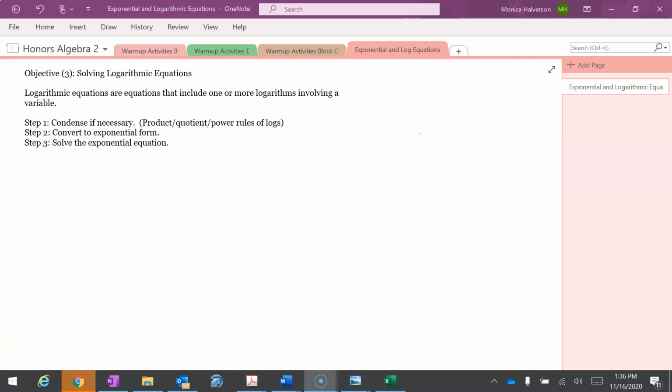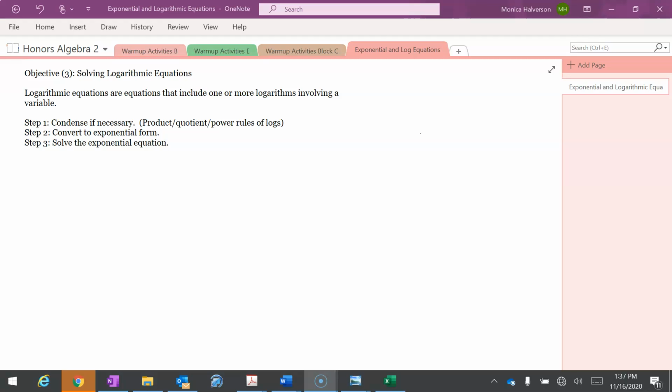So now that we've spent time solving exponential equations, we have to talk about how we're going to solve their inverses, or logarithmic equations. A logarithmic equation is an equation that includes one or more logarithms involving a variable. So the first step in doing this is that you always want to condense if necessary. You might have to use the power, product, and quotient rules of logarithms to condense.